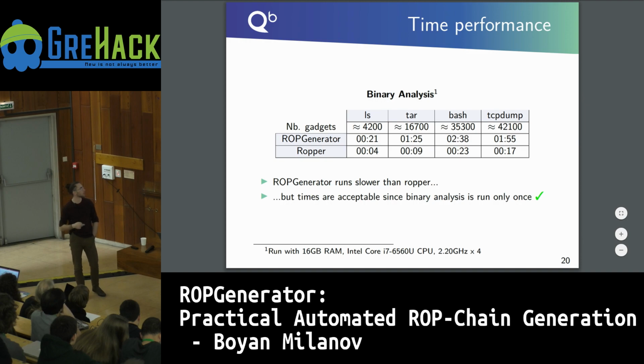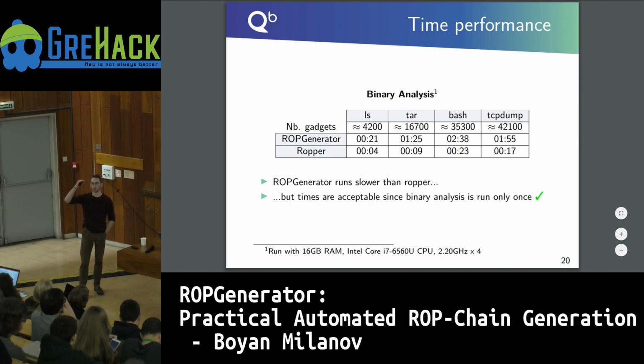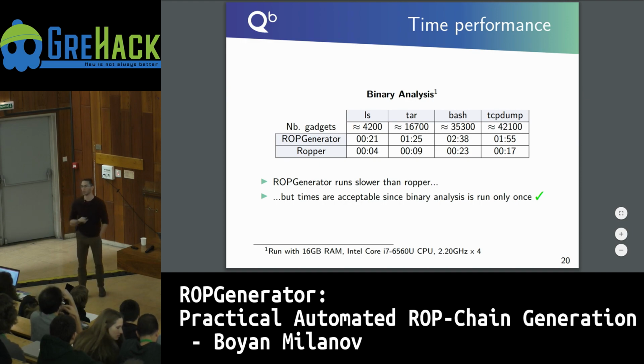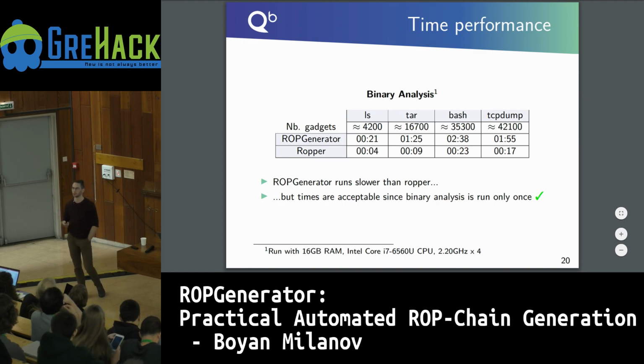I also measured the time consumption. So for binary analysis, so it means like the time you need to get all the gadgets and analyze them. And you can see that ROP Generator is actually much slower than Roper, but still the time needed for the computation is really acceptable. Like 2-3 minutes, you can just get a coffee and come back and this is done.